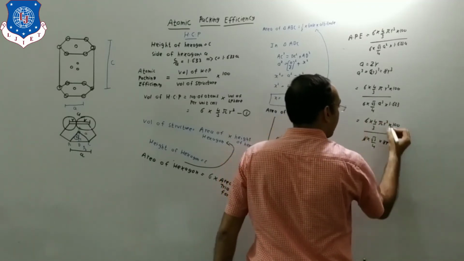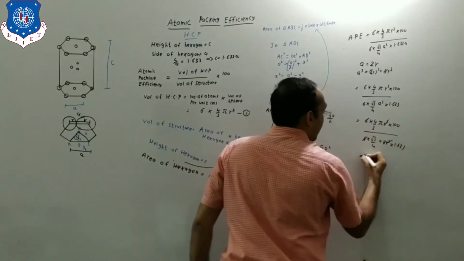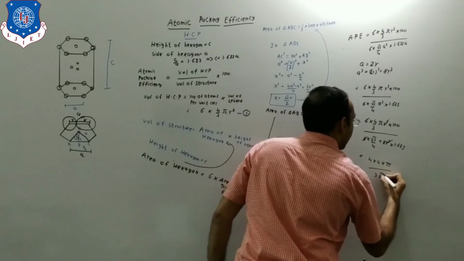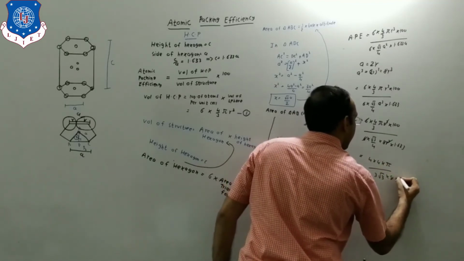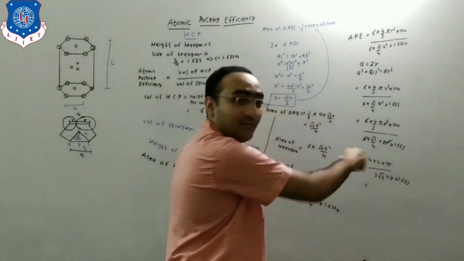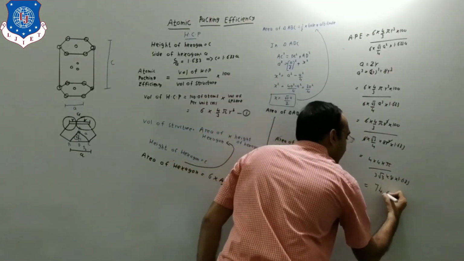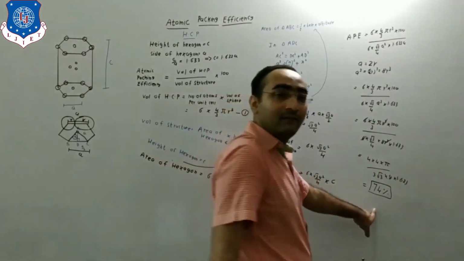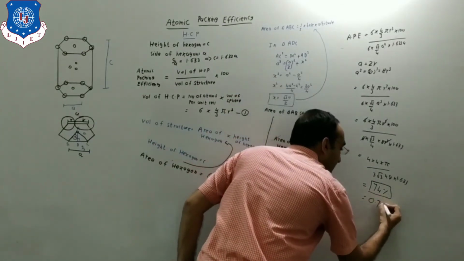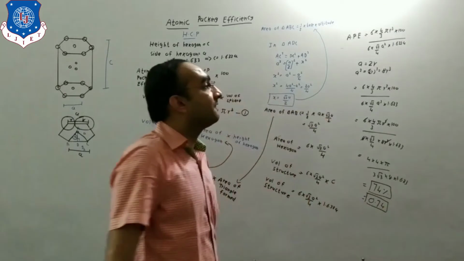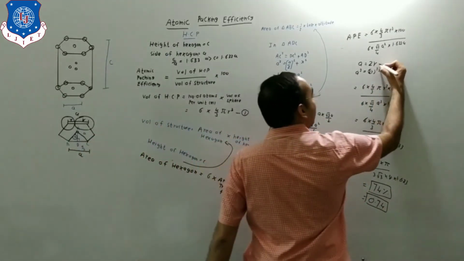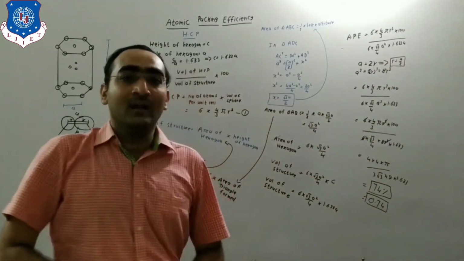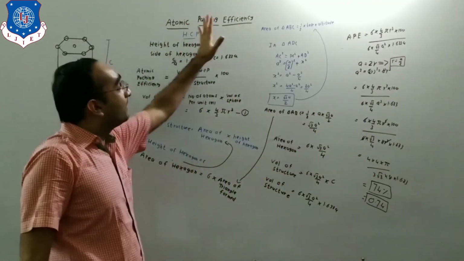6 will be cut, r cube will be cut. So what will be left? 4 multiplied by 4 multiplied by pi, divided by 3 root 3 multiplied by 8 multiplied by 1.633. If you equate all this, you will get 74%. So packing efficiency will be equal to 74%, or 0.74 will be the factor. Radius r is equal to a by 2. So this is how we can find the atomic packing efficiency.